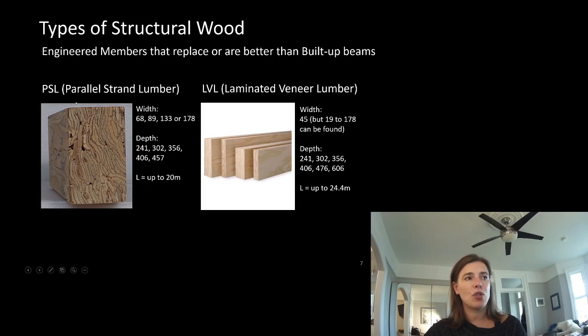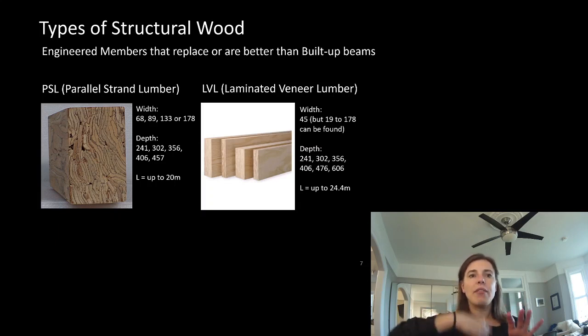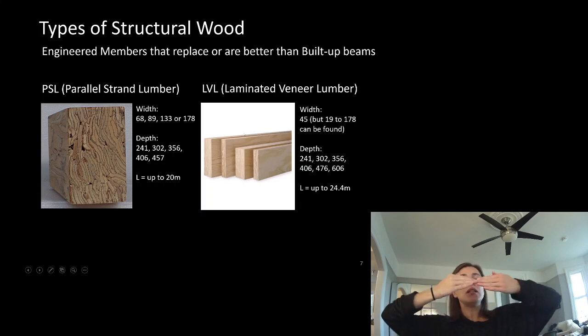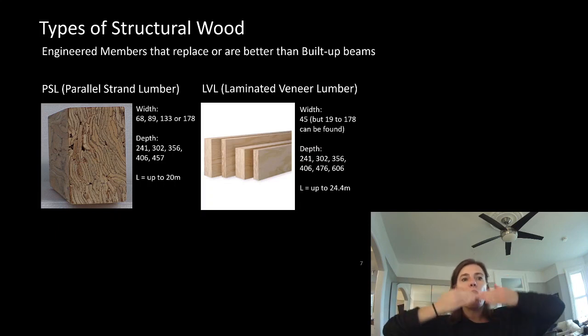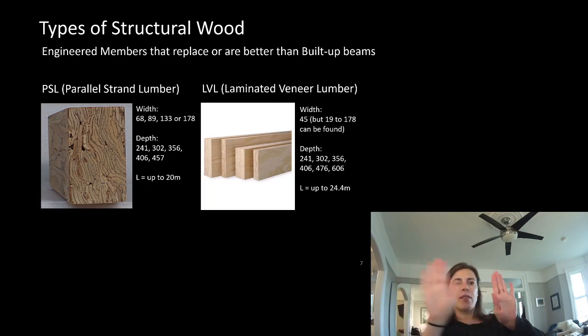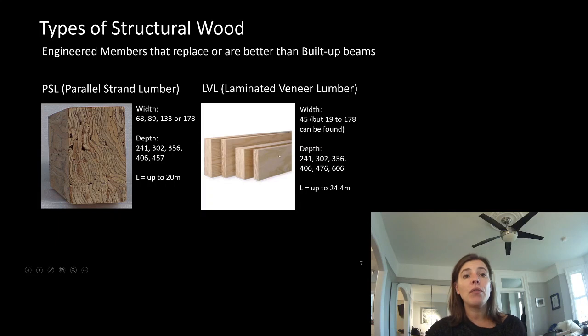PSL is parallel strand lumber, which basically looks like you peeled off an apple and you have all of these strands and you kind of lay them out and more or less make them right. LVL is where you literally look like you're unpeeling the wood and then lay all of the strips up against each other. And then they're infused with glue to bind them together. So that helps give us those longer spans, and we can get the widths that we need.